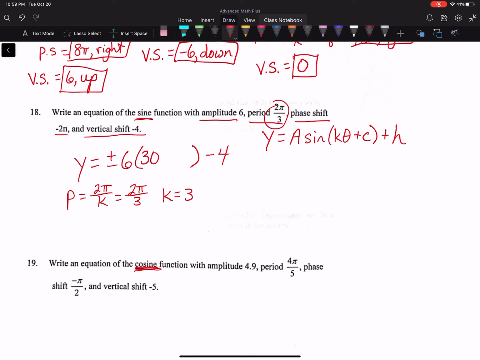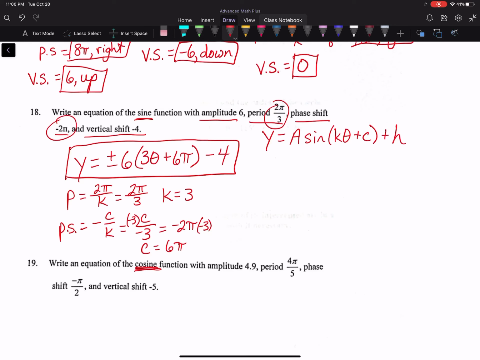So 3 theta, and then my phase shift is -c over k, and I figured out my k was 3, so we're going to say c over -3 equals the phase shift. It told me the phase shift was -2 pi. So I multiply both sides by -3, and c is positive 6 pi. So plus 6 pi. Done. All right.